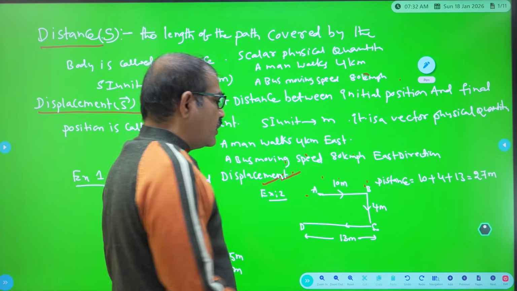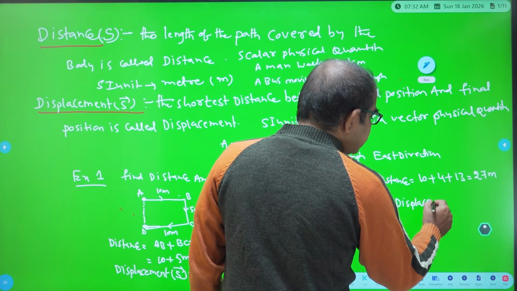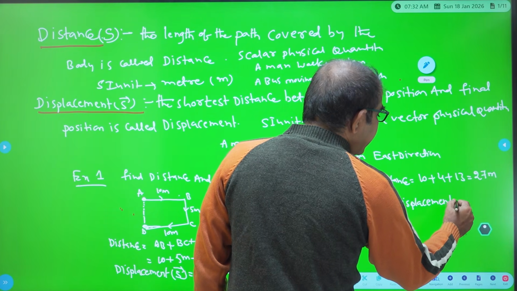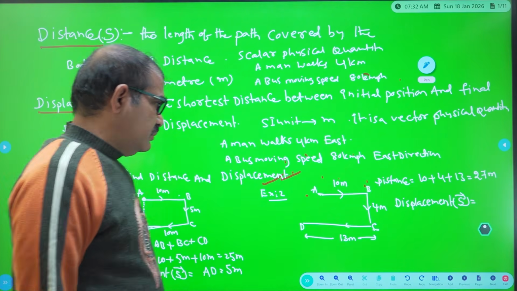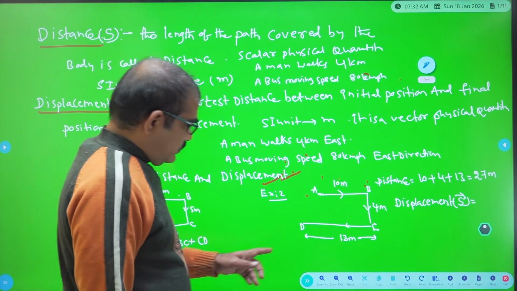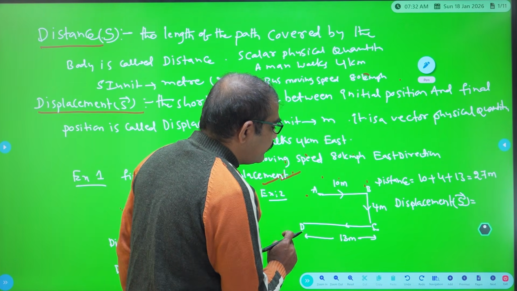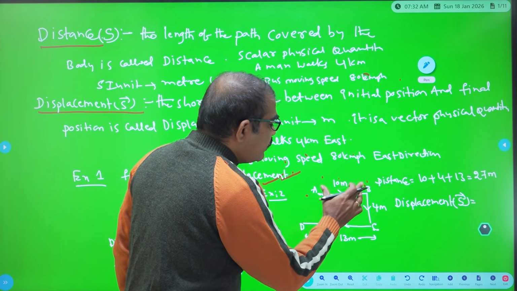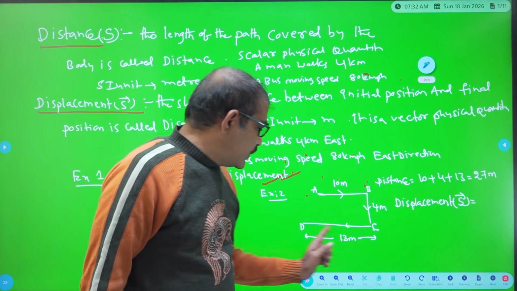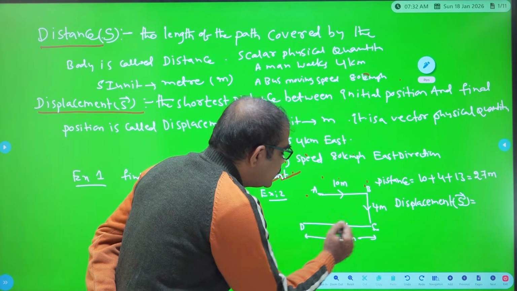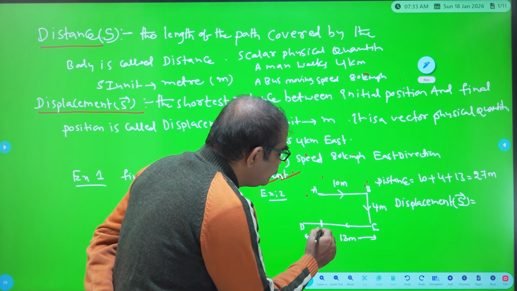Now displacement is equal to how much? Displacement is denoted by S bar. Now this total is 13, C to D is 13. But A to B is 10. Now this total length is divided into two parts: C to D, 13, up to this point. This point I am taking as E.